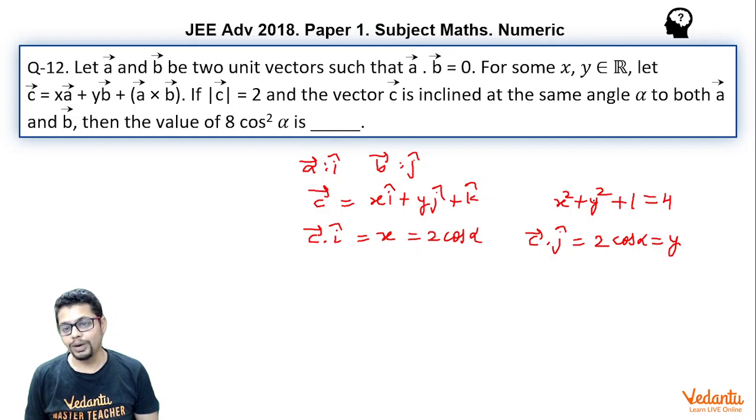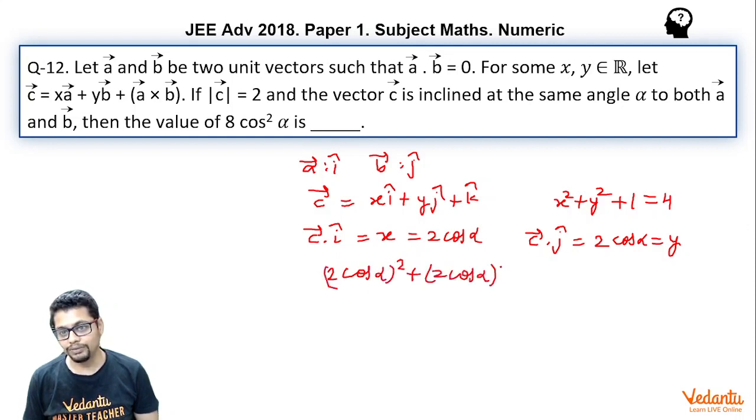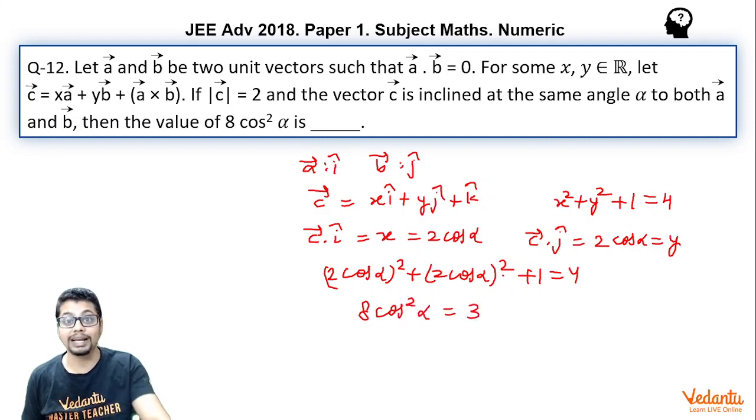Now we know x square plus y square plus 1 equal to 4. So that means x being 2 cos alpha, and in fact y also being 2 cos alpha. So 2 cos alpha whole square plus 2 cos alpha whole square plus 1 equal to 4. You get 8 cos square alpha equal to 3, and that's what we want, and that's what the answer is.